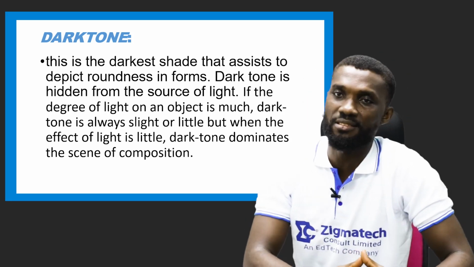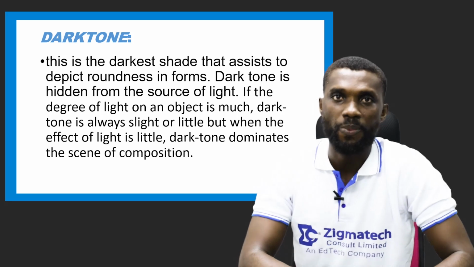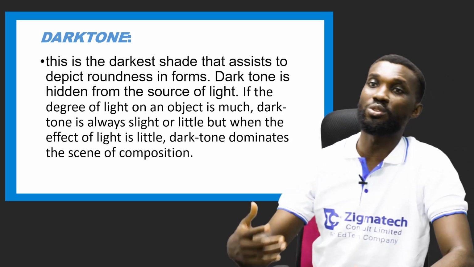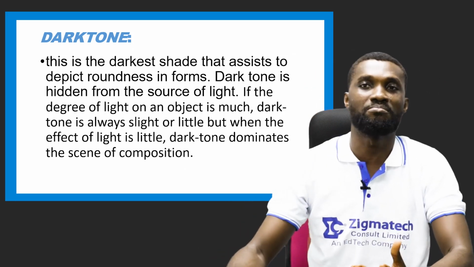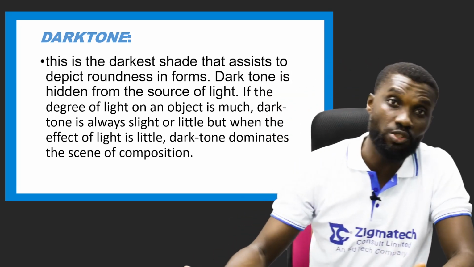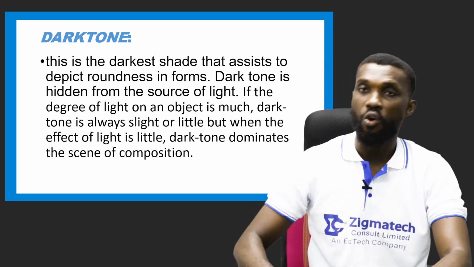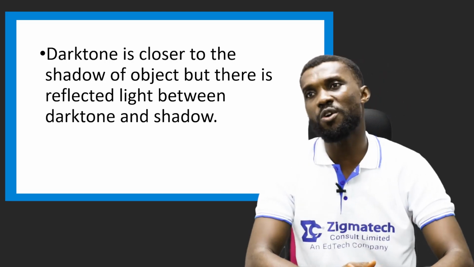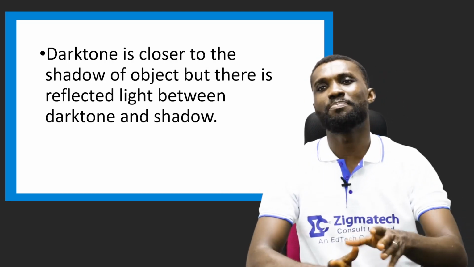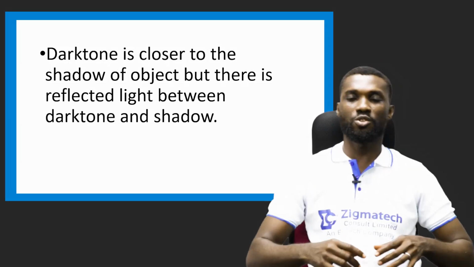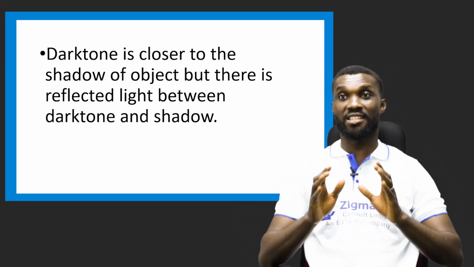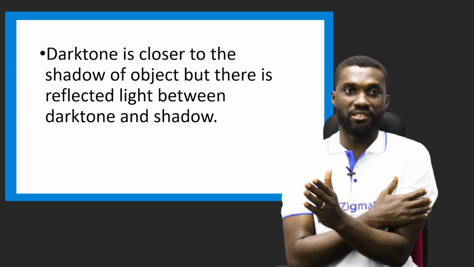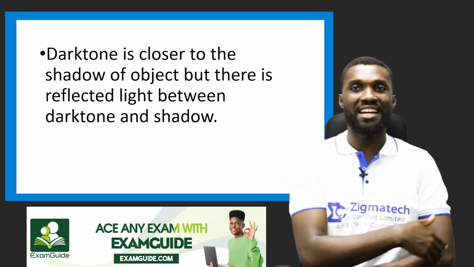Where you have a low light, you produce darker images. Where you have a brighter light, you produce lighter images in your composition. So dark tones dominate in a darker scene, while lighter tones dominate in a brighter scene. All right. Now dark tone is closer to the shadow of the object because of the reflected light between them. That brings me to what reflected light is, which I will still define in the course of the study. But the dark part goes hand in hand with your shadow.